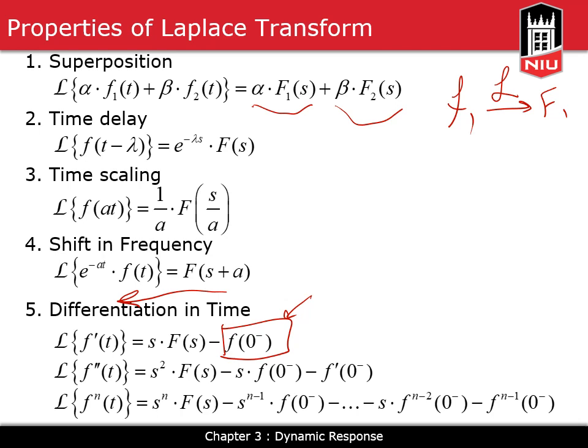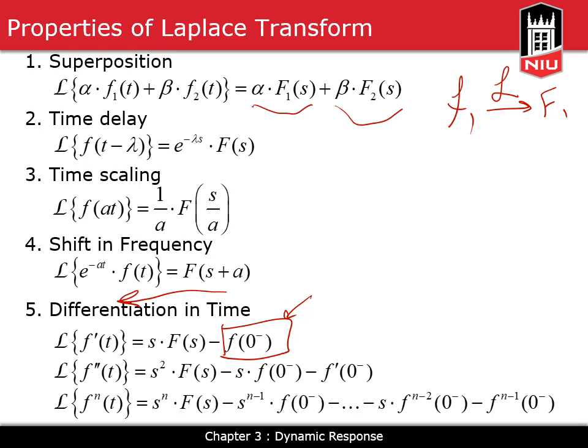Similarly, if we apply this rule twice, we can get the second row. The Laplace transform of the second order derivative of f is s squared times F(s) minus s times f at 0 minus the derivative of f at 0. In this case, for applying the Laplace transform on the second order derivative, we need the initial conditions f at 0 and f prime at 0.